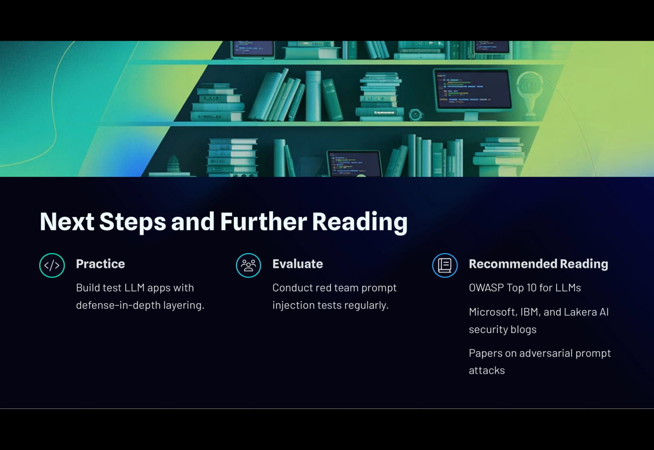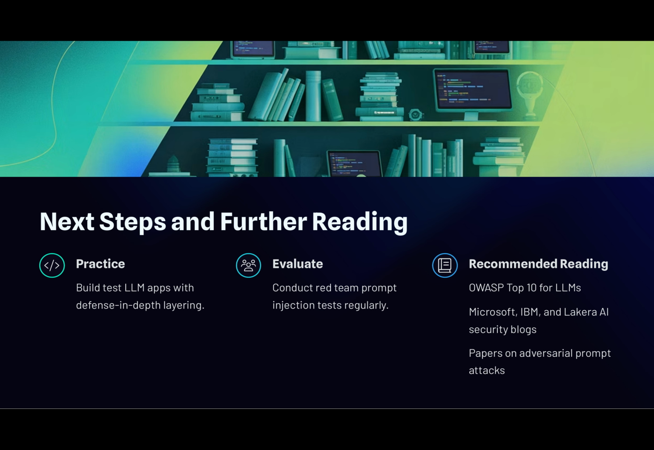For ongoing learning, I highly recommend exploring resources like the OWASP Top 10 for LLMs, which provides a foundational overview of LLM-specific security risks. Security blogs from Microsoft, IBM, and Lakera AI publish up-to-date insights and practical advice. Additionally, academic papers and case studies on adversarial prompt attacks will deepen your understanding of the latest research in this space. Combining practice, proactive evaluation, and learning from these recommended sources will help you maintain strong defenses as the ecosystem continues to evolve.